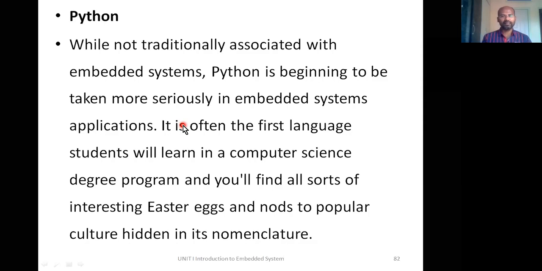You can write the code very easily, and also many libraries are available in Python. You can use those libraries, thereby you don't have to write down your own code. You can directly make use of libraries available in Python and you could complete your project in less time. That is the advantage of using Python. This Python is used in embedded systems, artificial intelligence, and in all these areas.